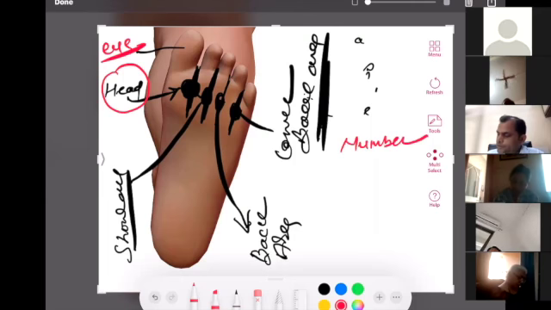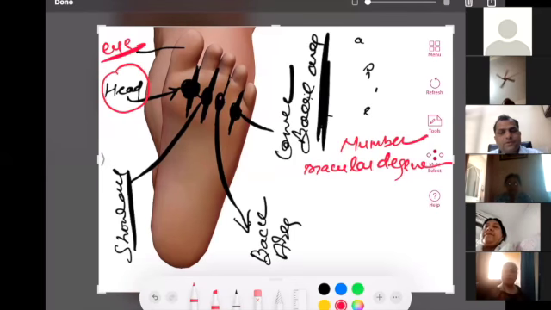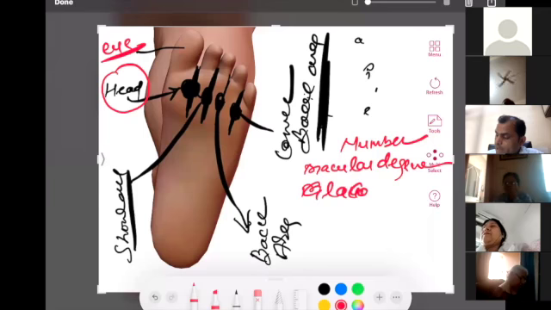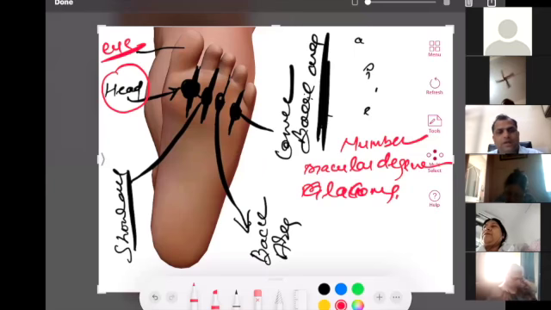Many persons are suffering with macular degeneration, which is a very deeper level problem of the eyes. Many persons are suffering with glaucoma, the high pressure in the eyes. Many persons are suffering with multiple problems of the eyes. So these points between the first and second toe are the best points among all other points for the eye problem.